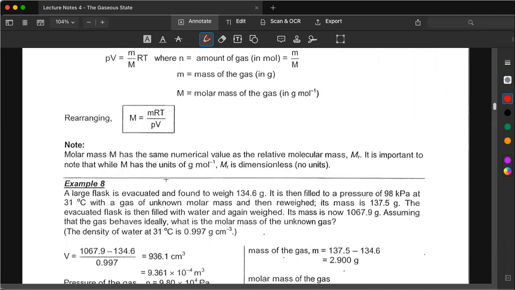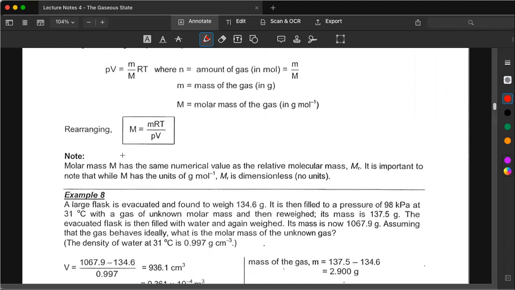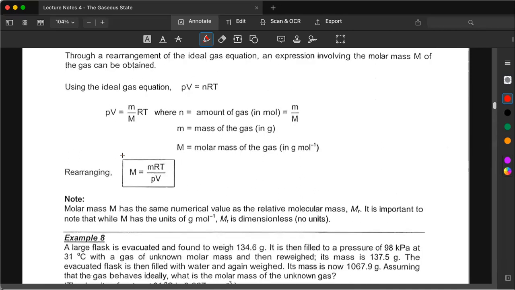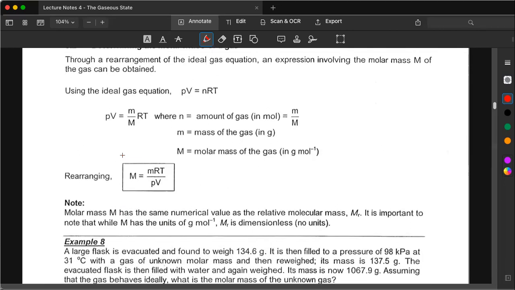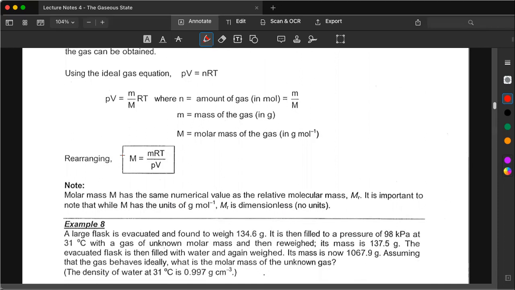So rearranging the equation, we will have M equals mRT over PV. Note that molar mass has the same numerical value as the relative molecular mass. So it is important to note that while M has the unit of gram per mole, Mr is dimensionless with no units. Mr is dimensionless, but molar mass has units.